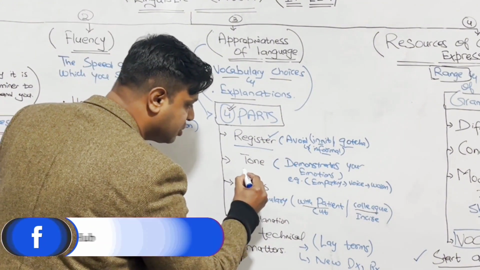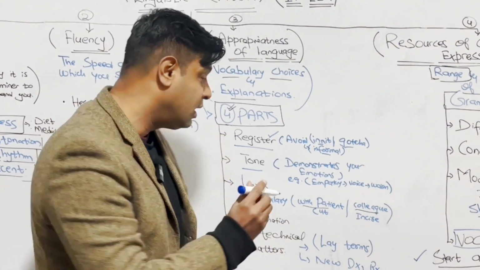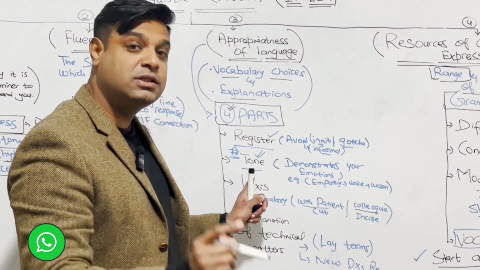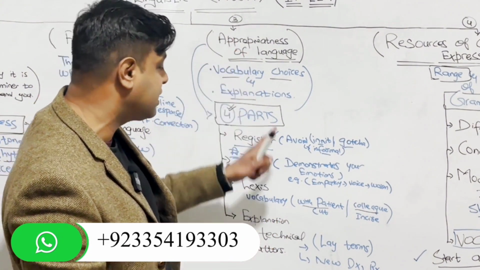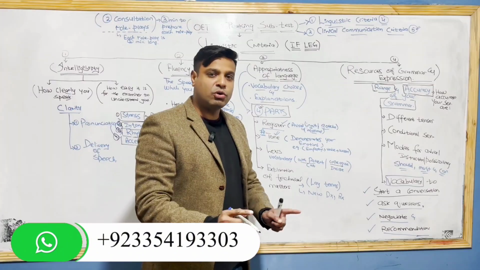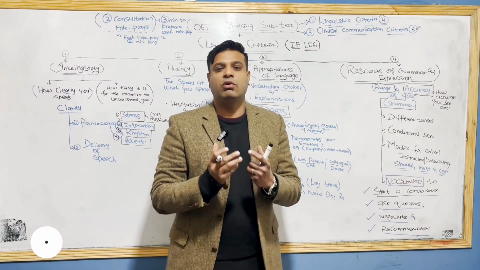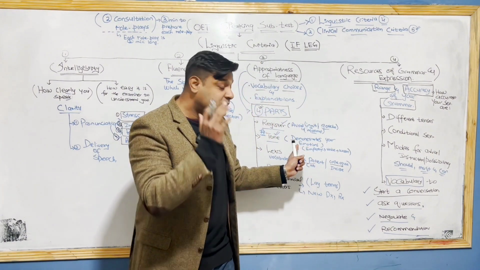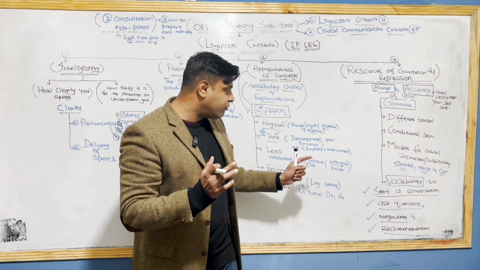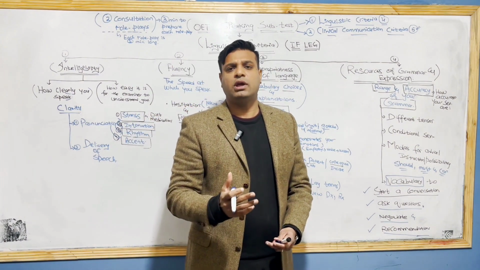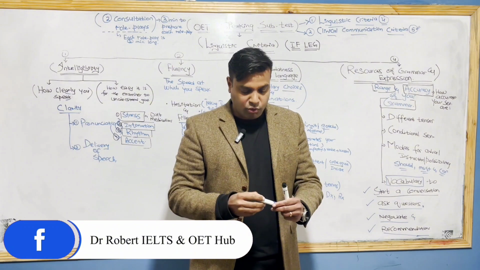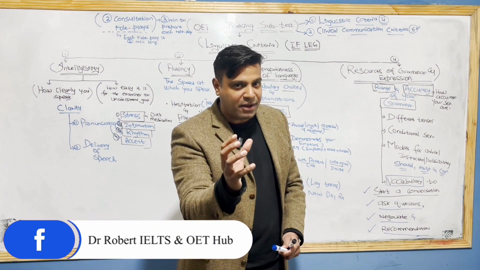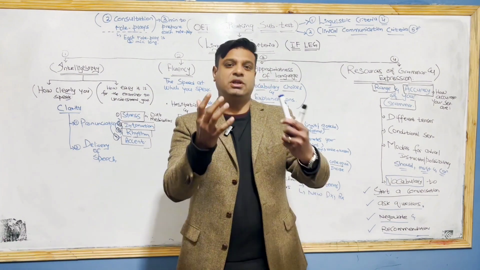The second thing is your tone. What is the meaning of tone? Let me make it a star of this criteria, because this is the most important criteria in the OET speaking sub-test. Now, the meaning of tone is how you are demonstrating your emotions. We need to be emotionally intelligent: if we are empathizing or showing empathy to the patient, we need to soften or warm our sound in order to show the empathy to the patient.